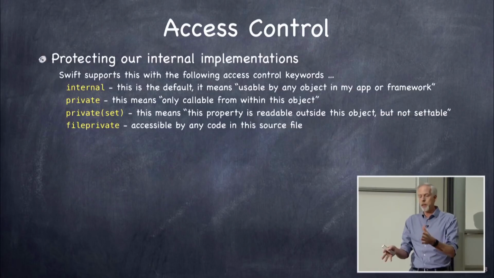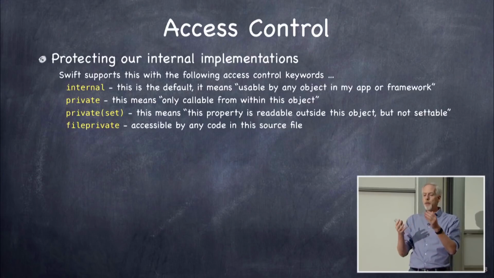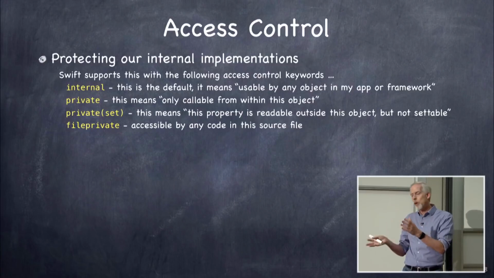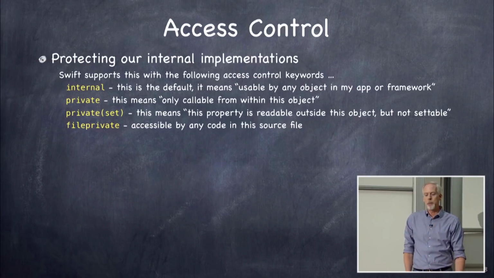It doesn't have to just be one class, which is what we've done so far. And file private means anything in that file can access each other, all right? So classes, four classes in there, they can all access each other's methods. Okay, that's what file private means.